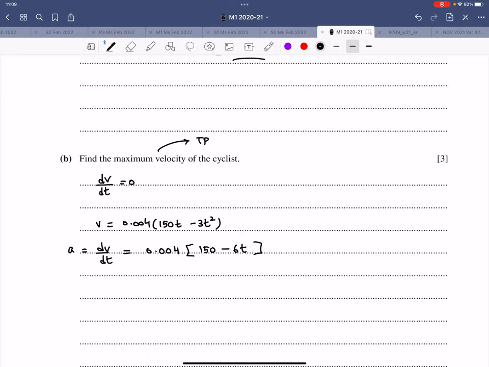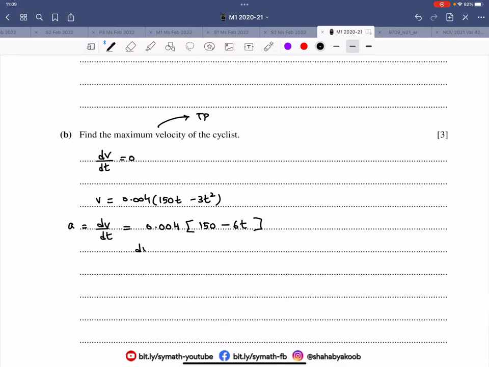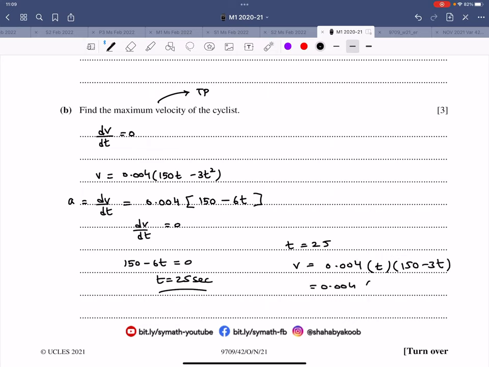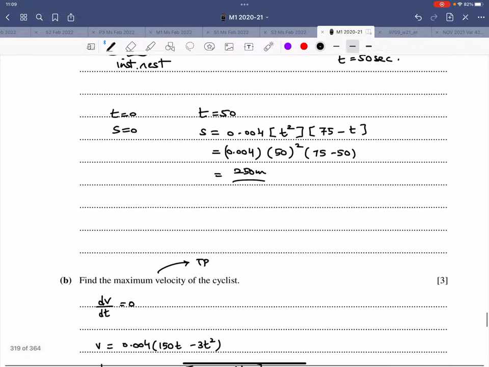So therefore, dv by dt equals to 0. Therefore, 150 minus 6t equals to 0. t comes out to be 25 seconds. And they're asking for the maximum velocity. So when t is 25, velocity is equal to 0.004, and take t common out, and 150 minus 3t. So that is 0.004, t is 25, and 150 minus 3 times 25, which is 75. And then you get the answer as 7.5 meters per second. So question number 4 is also done and dusted.